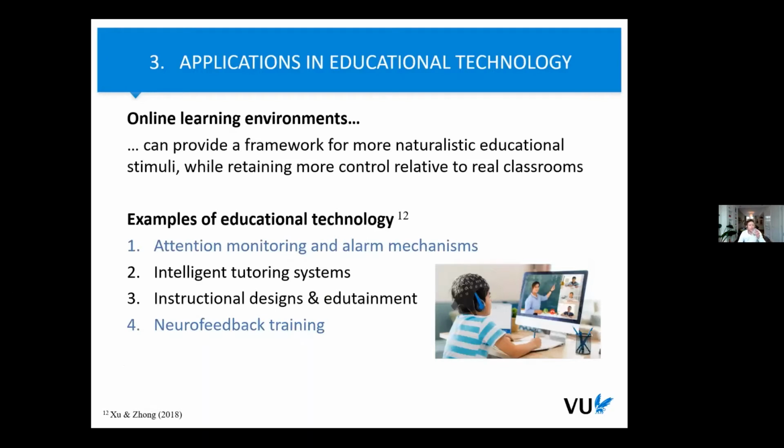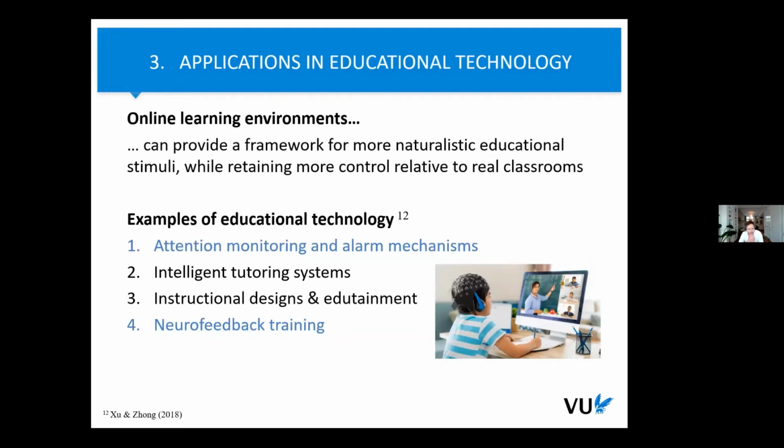Okay. So the third use case of mobile technology is a bit different than the others. It's for applications in educational technology. Most of those studies are focused on online learning environments. And if you think about it, that's quite useful because, like the example I showed you before, it's an educational situation where you have more control compared to real classrooms. So it's a nice intermediary between the lab and the real-world classroom.